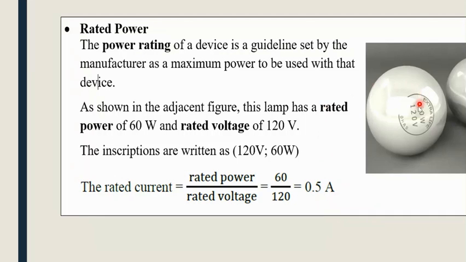So if we have this lamp, we have the rated power, we have the rated voltage, we can calculate from them the rated current I equal P over U, and we get also the current needed for normal functioning, which is in this case 0.5 ampere.